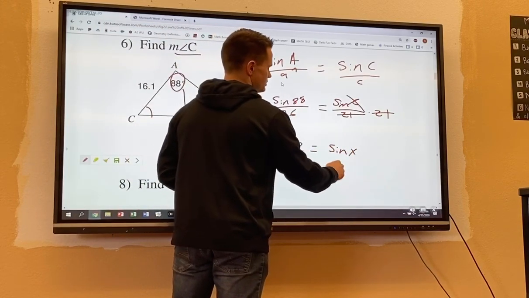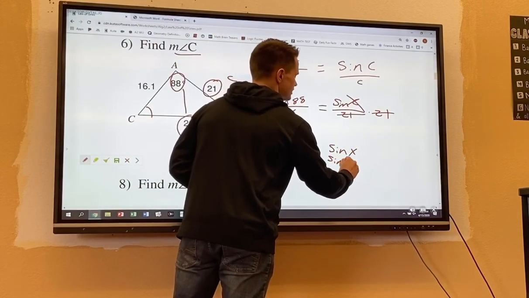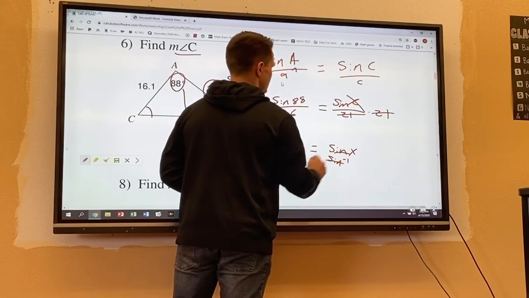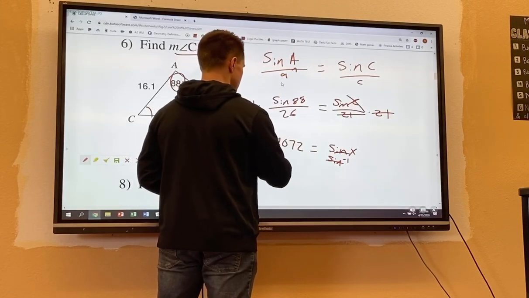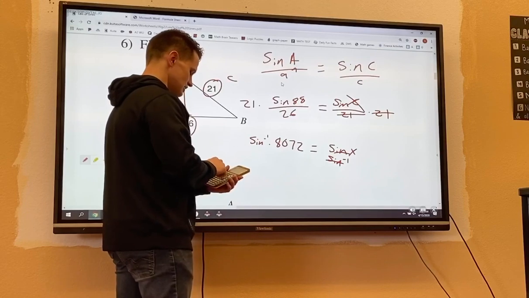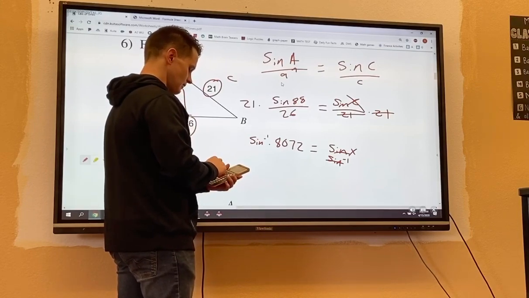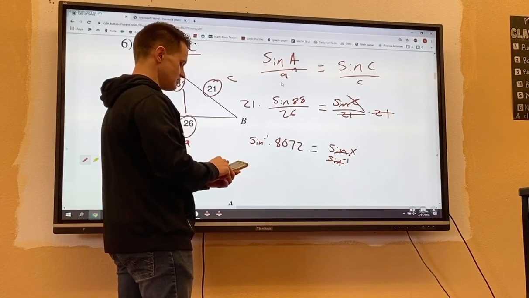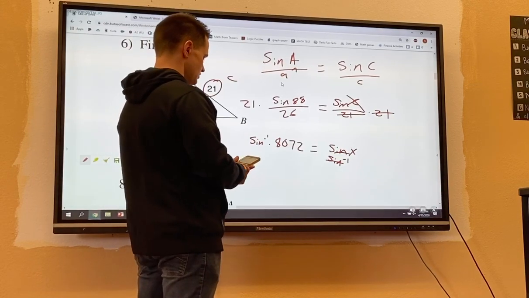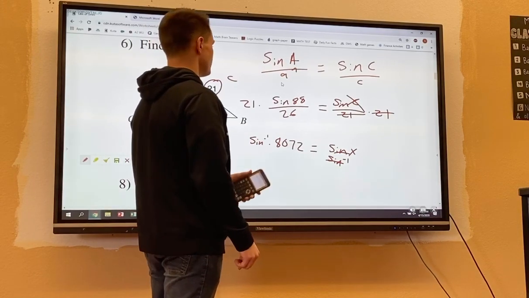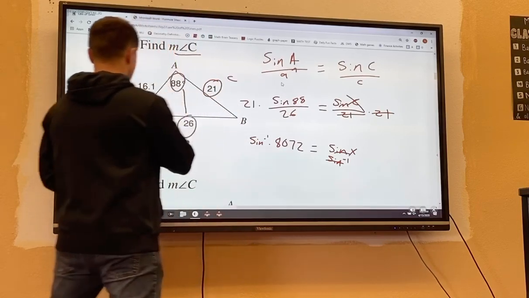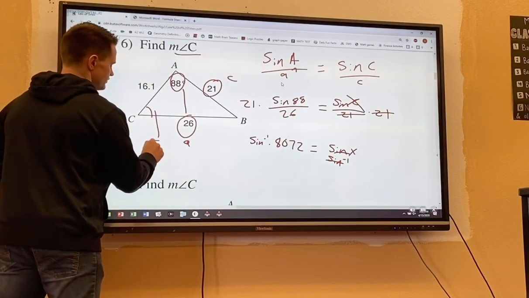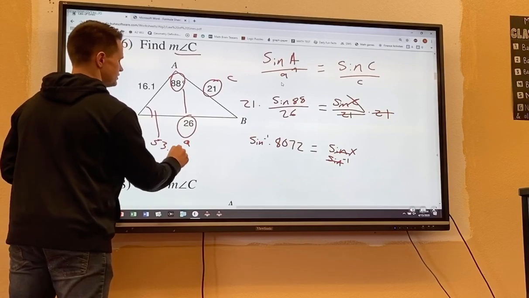Sine is happening to it. What's opposite of sine is inverse sine. That cancels, so do inverse sine on this side, and inverse sine of 0.8072 is going to be 53.8 degrees. So this right here is 53.8 degrees.